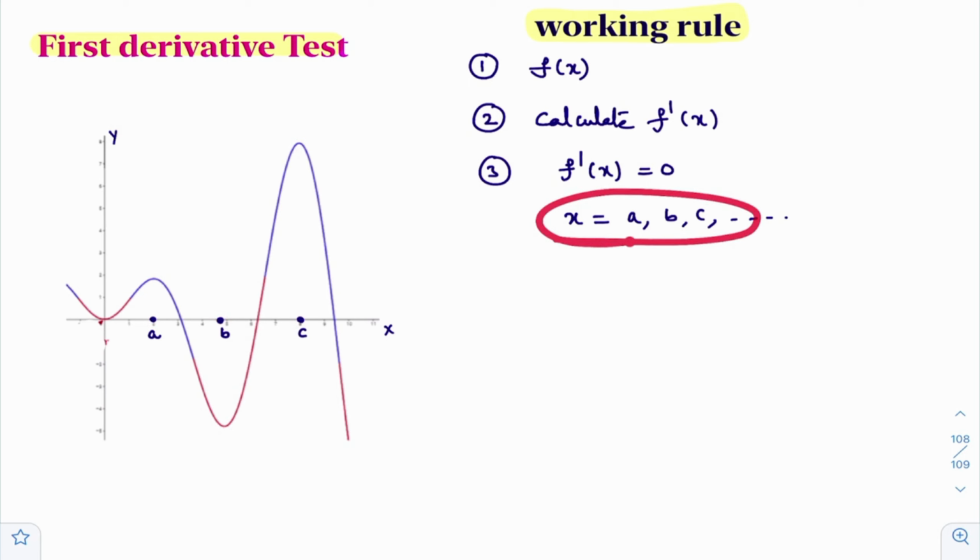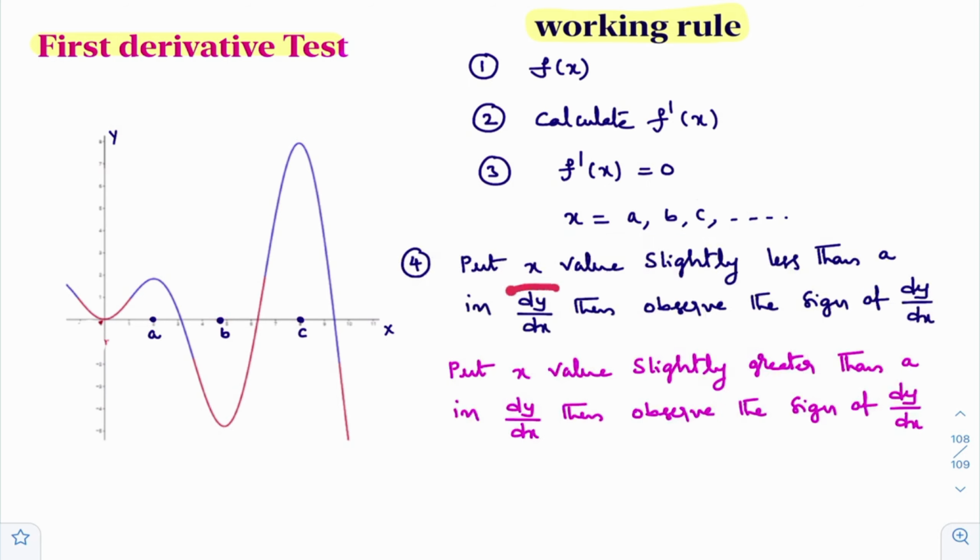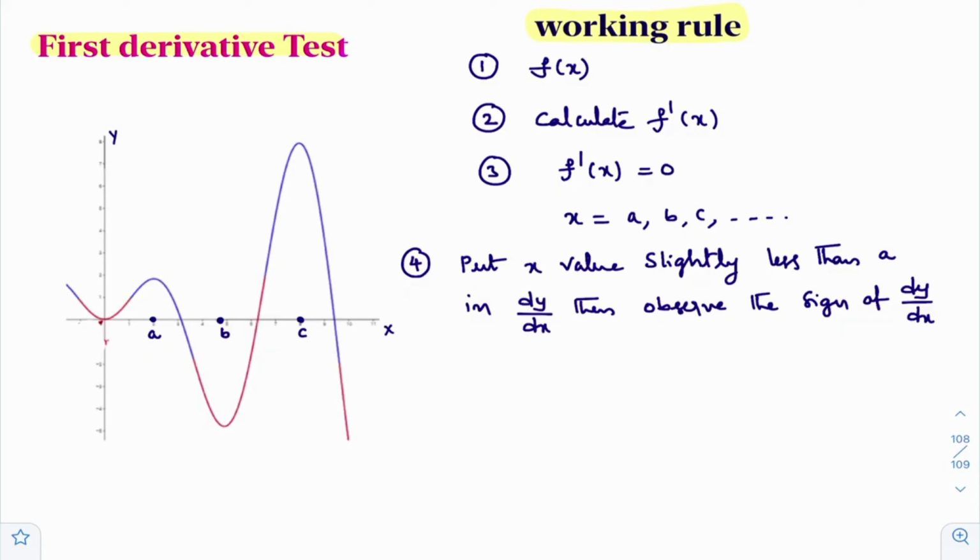This is important. Listen carefully. Here dy by dx means the derivative of the function, f dash of x. You observe here, put an x value which is slightly less than a. You see here, this is the x value. Now you take a value slightly less than a. For example, if you suppose this is 1, you take 0.9, and substitute that in dy by dx.